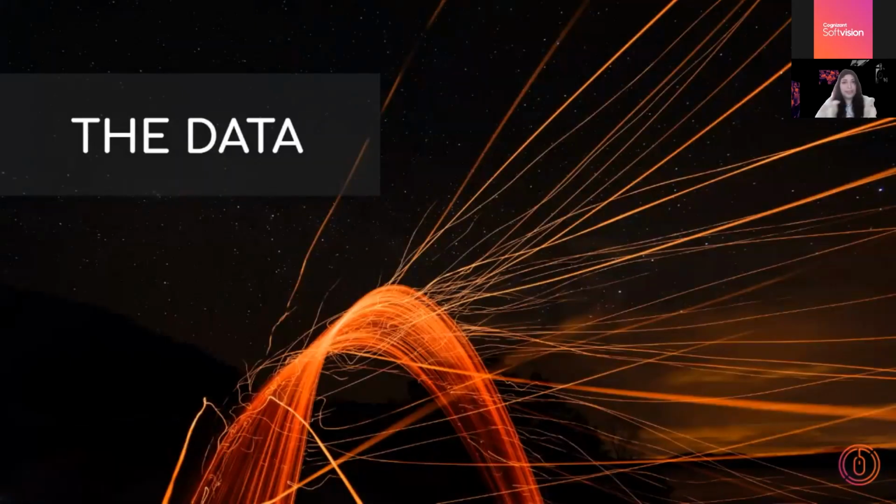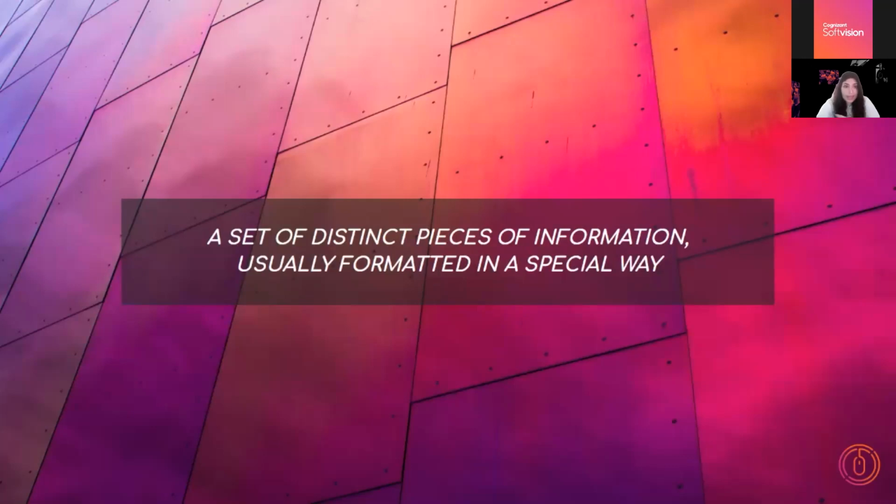Now we are all sound experts, and I think we should try our luck with the data too. Although data, information, and knowledge are often words that are used as the same, each of these terms has a distinct meaning. Data is sometimes transformed into information when it's viewed in a certain context. We are going to treat data as a set of distinct pieces of information, usually formatted in a special way.